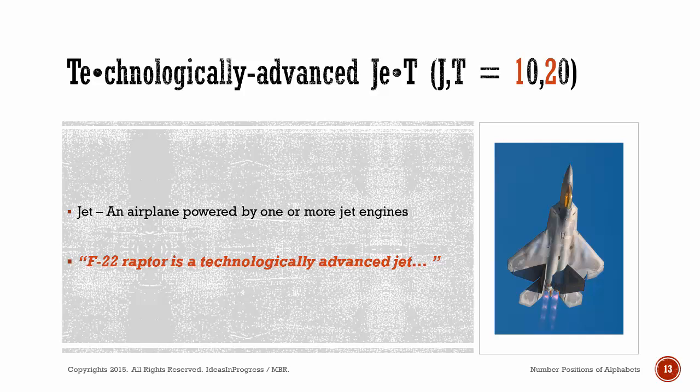The last combination, the 10th combination, was JT, and the mnemonic for it is technologically advanced jet. Again, keep the image of the jet in your mind, and the sentence, F-22 Raptor is a technologically advanced jet.